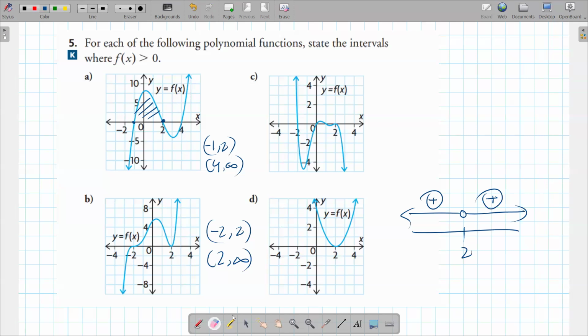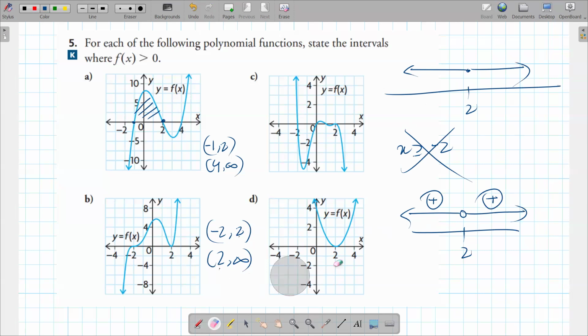That's what that means. Whereas if you say this as your answer, you're implying it's this, and that's wrong. So you have to break it down like this. It looks a little bit weird because you have a 2 here, 2 here. It's because 2 is not inclusive.